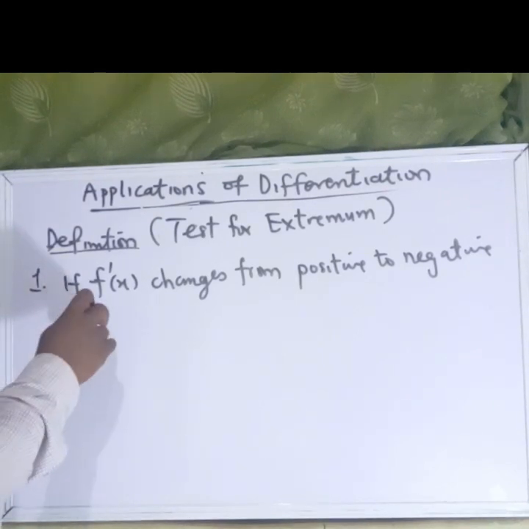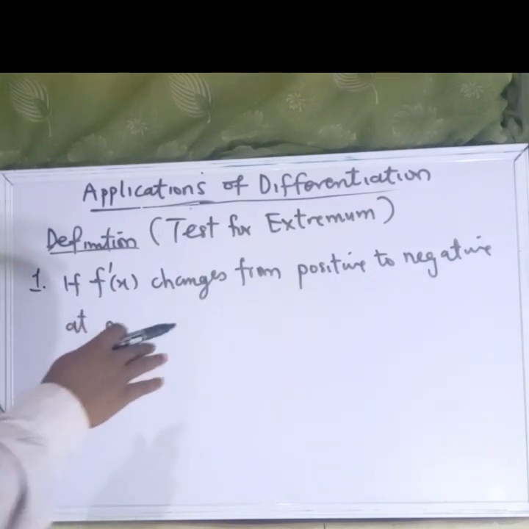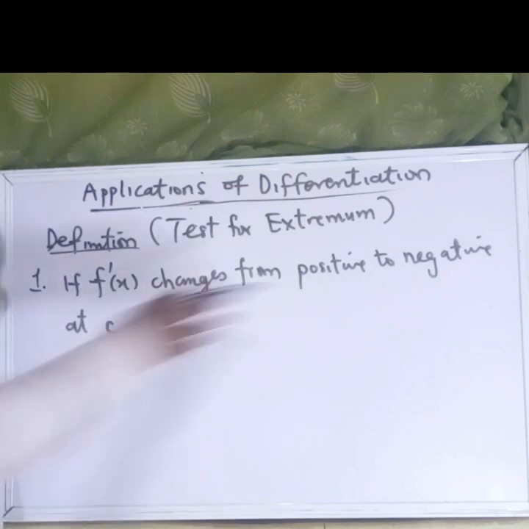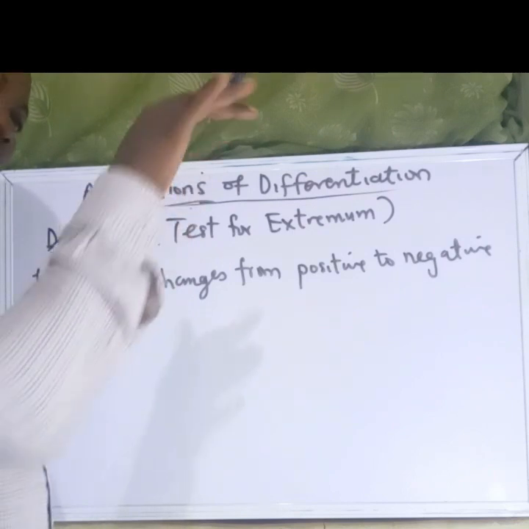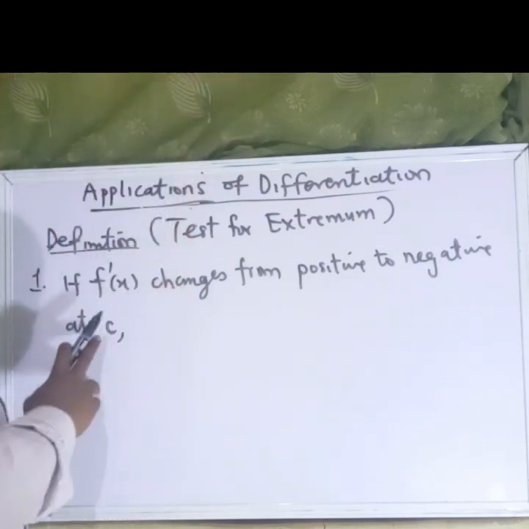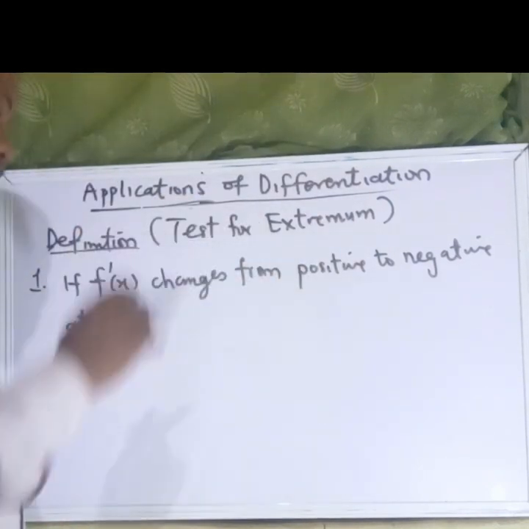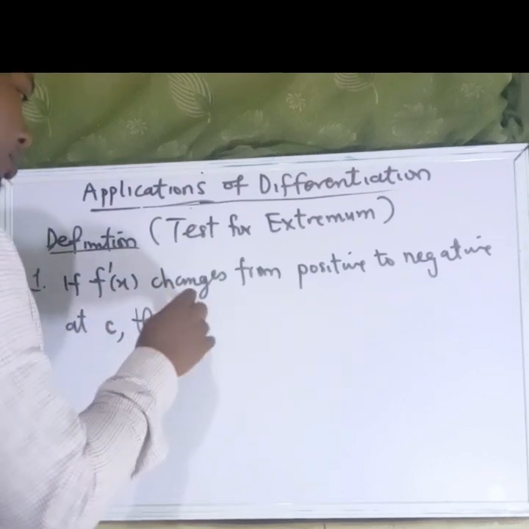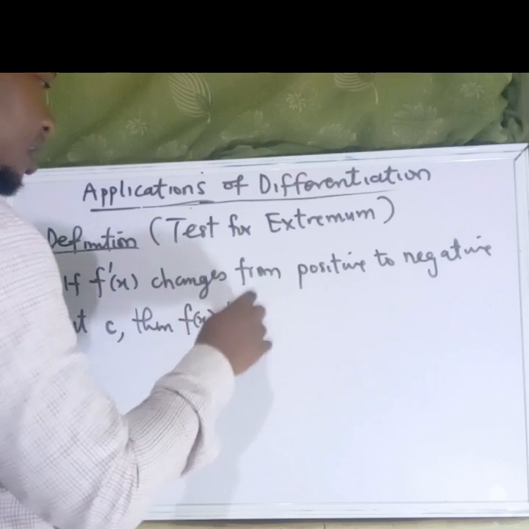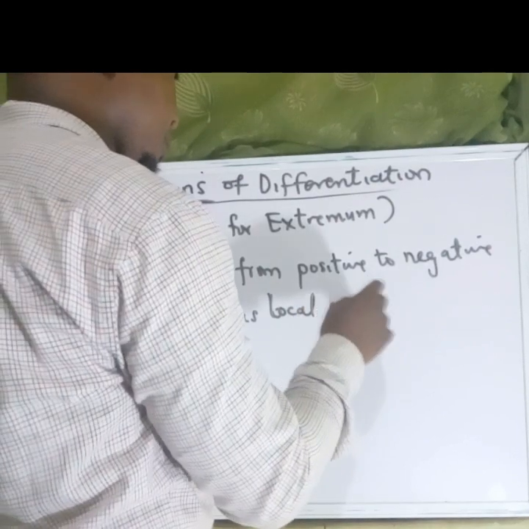at c. Okay, that is, if you have a slope, before getting to c it is positive, after c it is negative. What it means is that positive means it is going up, the slope is going up. Okay, a little after the turning point it is now coming down. This gives us a certain shape, and this shape is referred to as maximum. Then f of x has local maximum.